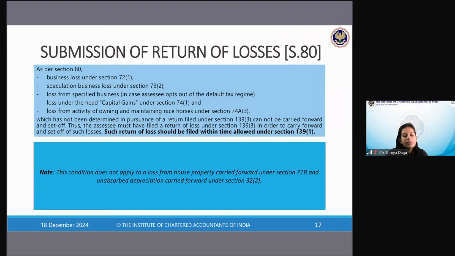Okay. Submission of return of losses. Somebody is saying, ma'am, if only one-fifth of the part is allowed to be carried to the company, then also loss can be there. Yes. To the extent allowed, you will claim first, and beyond that, there can be loss.